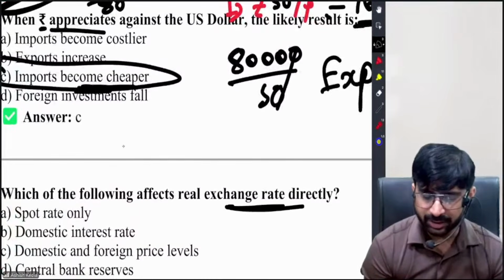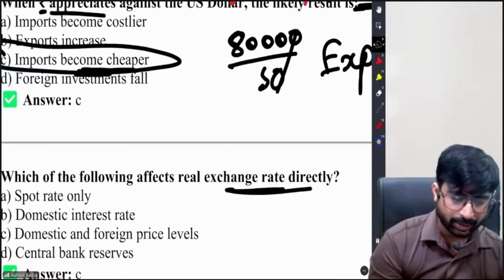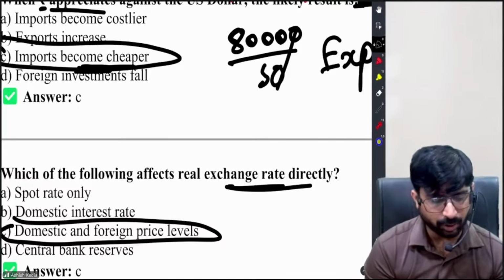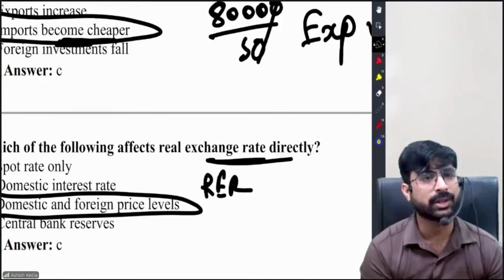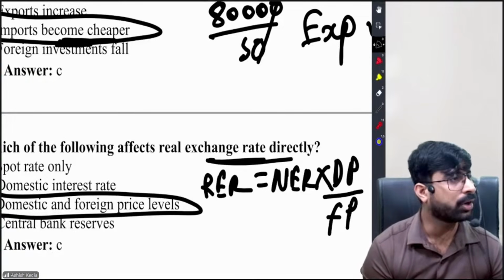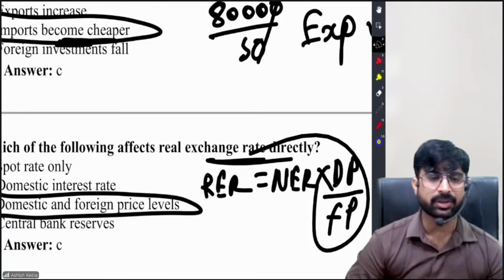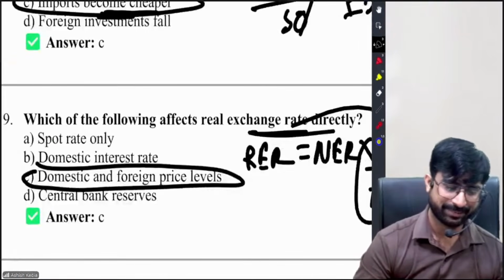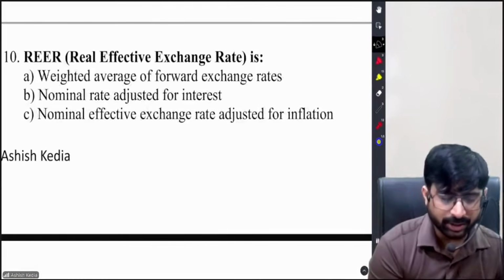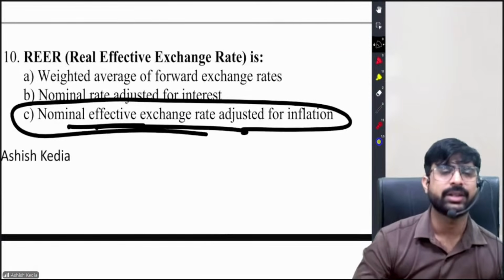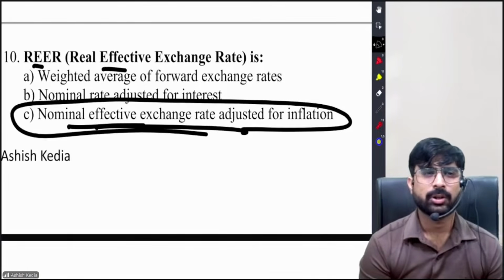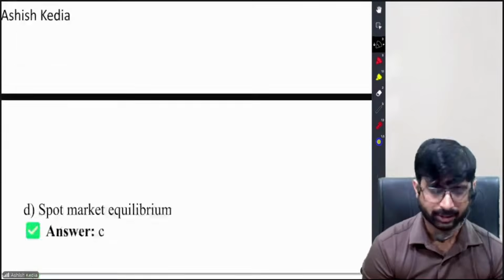Which of the following affects real exchange rate directly? Domestic and foreign price levels. You have forgotten the formula or what? What was the formula of real exchange rate? Nominal exchange rate into domestic price by foreign price. So both domestic and foreign price are there in the formula. What is real effective exchange rate? It is nominal effective exchange rate adjusted for inflation. Then you get real effective exchange rate.